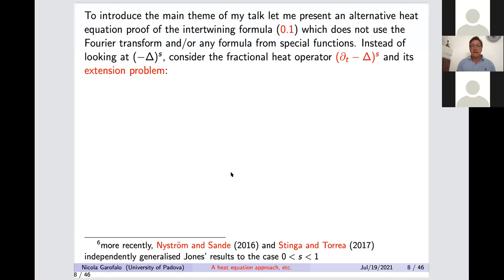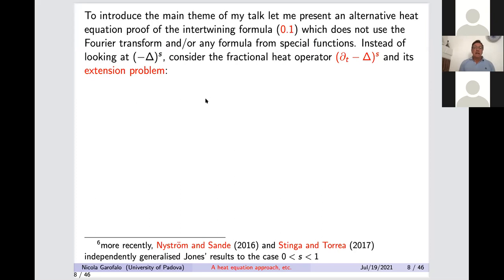So instead of considering the standard power of the Laplacian, let me consider the fractional heat operator. So d/dt, I'm trying to see how I can move. You can all see my page, right? Enrico, I'm sorry, I have to ask, is everything okay? I can see the slide perfectly.